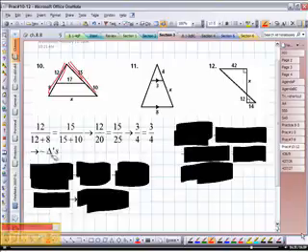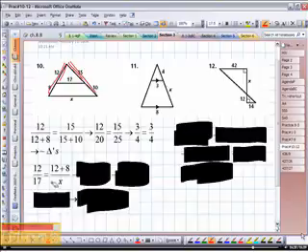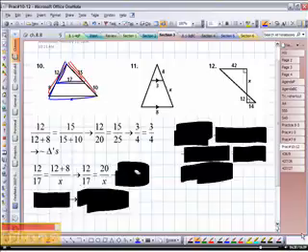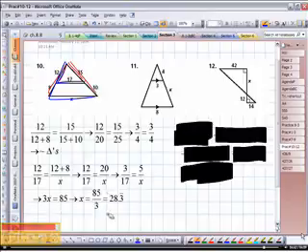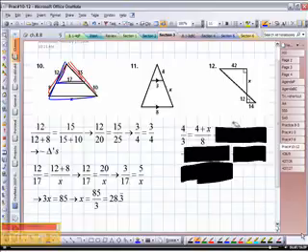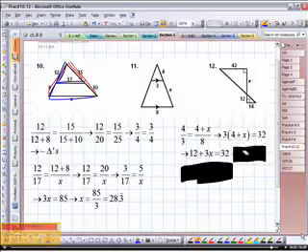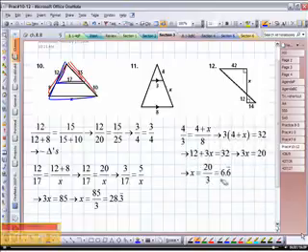Alright, so now that we know that, we can say 12 over 17 is equal to the whole side, 12 plus 8 over x. So we have to add the 12 plus 8, and we simplify, cross multiply, and we get all the way down to 28 and a third. Same idea over here. 4 over 3 equals 4 plus x over 8.